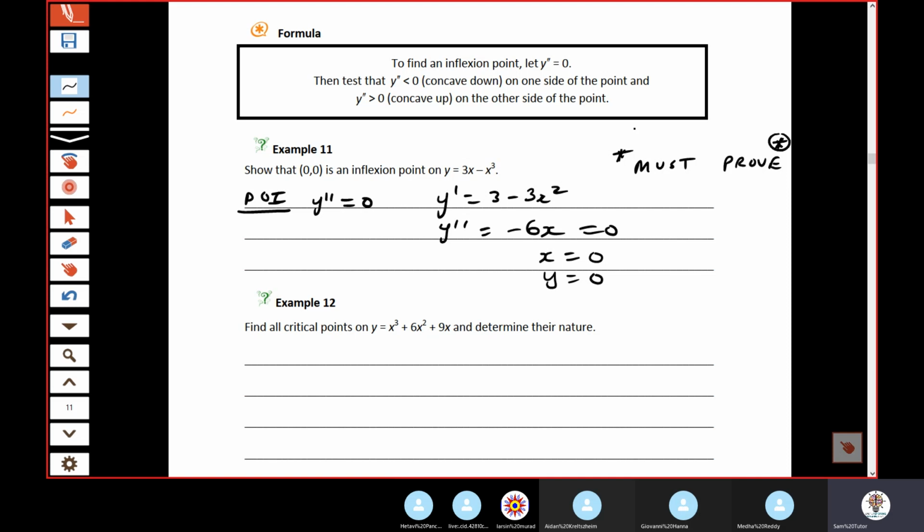Back in stationary points, we used what was called a y dash table. What do you think I'm going to call it now? I'm trying to make it easy for you. A y double dash table.